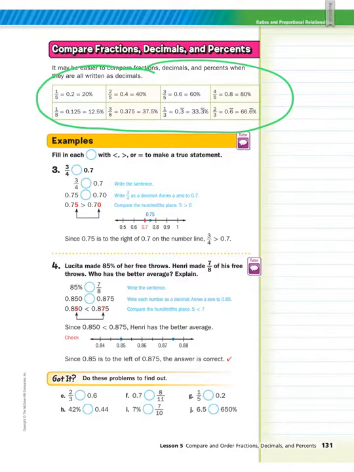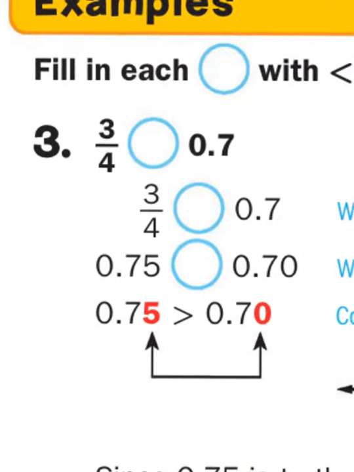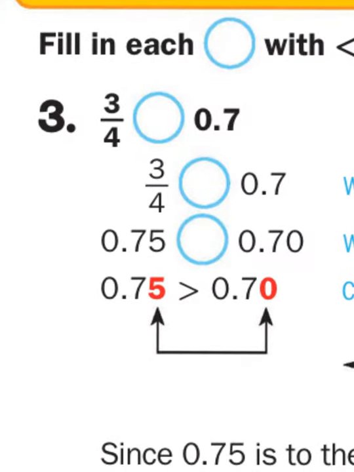So we are going to start with example 3. Now remember, for these I'm going to put them in least to greatest order, and my strategy is going to be change them both to percents.